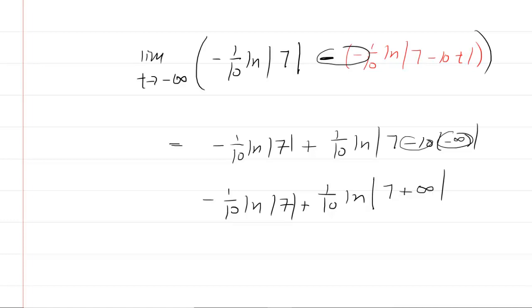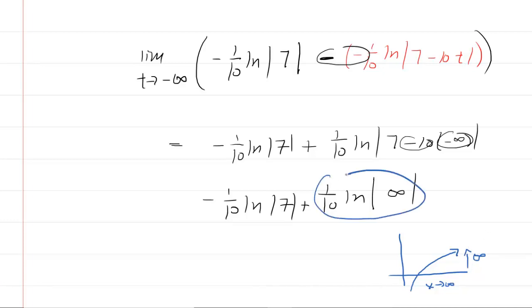Now, 7 plus infinity, that's still infinity, because the infinity outweighs by a long shot the 7. The natural log of infinity, that's also infinity. If you want, you can recall the graph of the natural log function slowly rises up as x gets bigger. So as x approaches infinity, the y value also approaches infinity because it increases without bound. So this entire quantity right here is infinity.